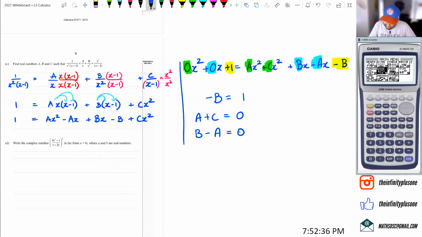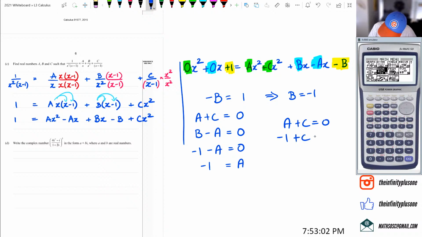From that point, it's just like substituting each of those values in. The first part is we figured out that b is equal to negative 1. Because b is equal to negative 1, we can say that negative 1 minus a is equal to 0. Rearranging this, we get negative 1 is equal to positive a. Then we've got a plus c is equal to 0, so negative 1 plus c is equal to 0, which means c is equal to positive 1.